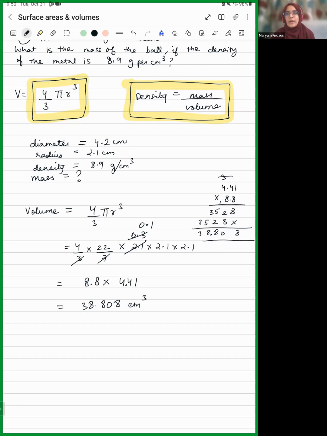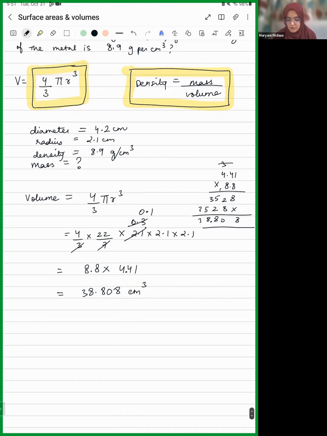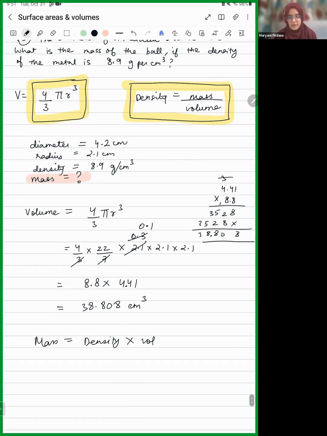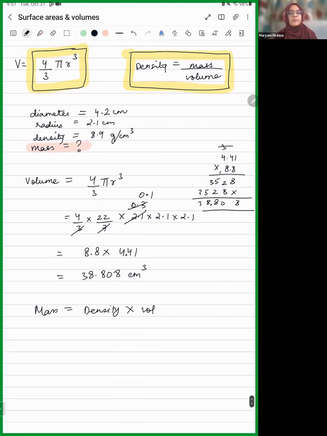All right. So moving forward, Preshita, please check your calculations, okay? Because the answer is supposed to be 38.808 centimeter cube. Yes, ma'am. I'll check it now. Now the next step is what? We have to find the mass. So mass is equal to density multiplied by volume.